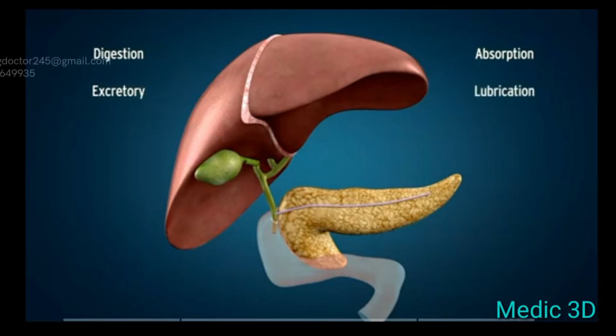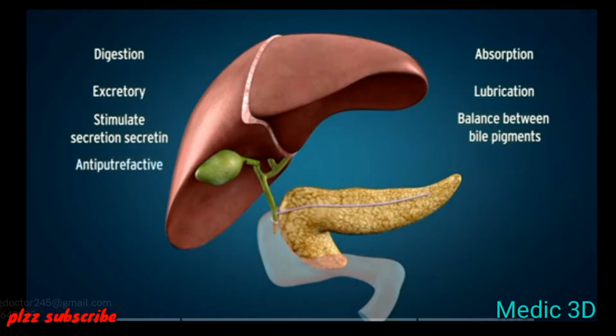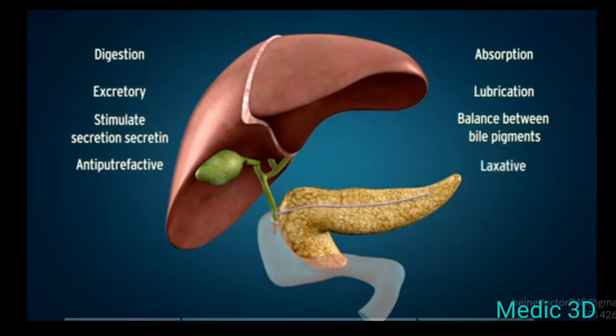Lubricative function. Mucin of bile lubricates the chyme in the intestine. Bile stimulates the secretion of the hormone secretin. Bile maintains a balance between bile pigments and thus maintains a homogeneous environment. Anti-putrefactive. In absence of bile, putrefaction happens in the large intestine. Laxative. It stimulates peristalsis, so acts as a bowel mover. Antiseptic action. It is the natural detergent of the intestinal lumen and inhibits the growth of bacteria.